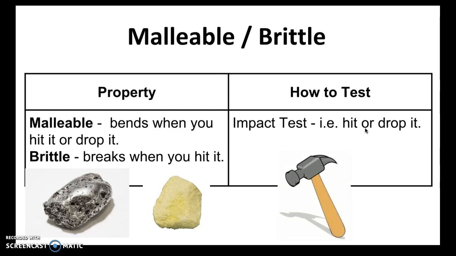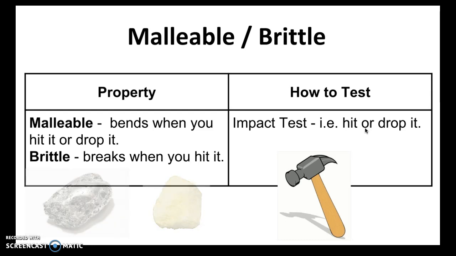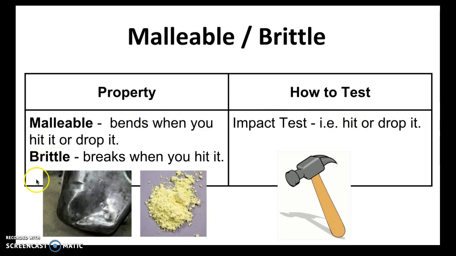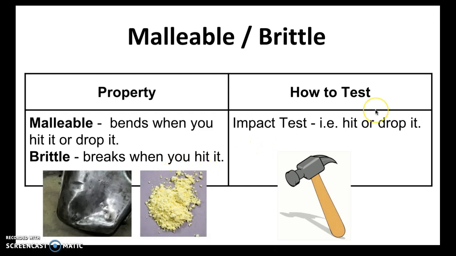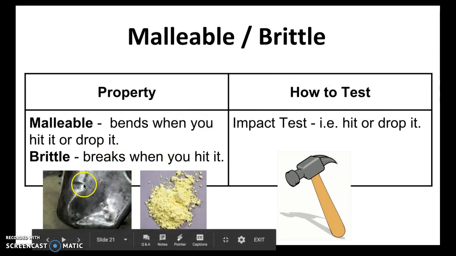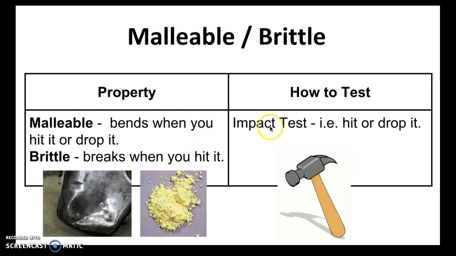So let's say we take a hammer and we hit these two substances with the hammer, what would happen? The first substance, the shiny substance, will dent, and the dull yellow substance will break apart into pieces. So the shiny substance is malleable because it will bend or dent, and the yellow substance is brittle because it breaks.